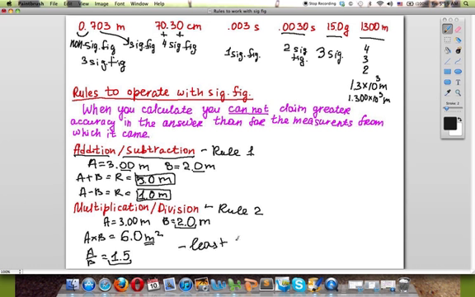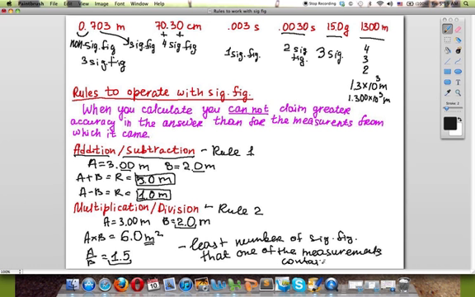Least number of sig fig that one of the measurements contains. Okay, and when it's addition or subtraction, it's the least number of decimal places that one of the measurements contains.